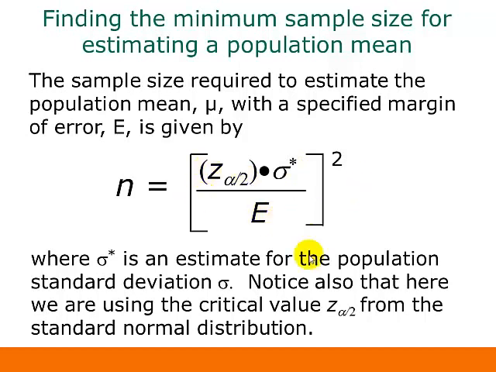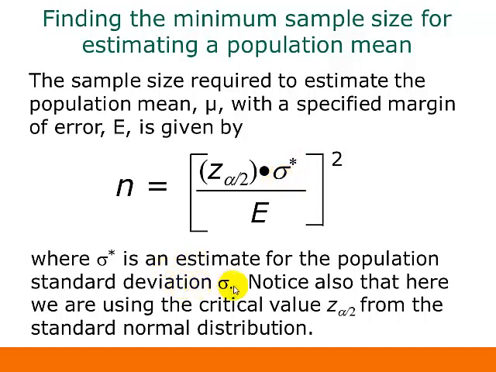There are a couple of different things about this formula. For one thing, we have the sigma star. That's an estimate for the population standard deviation sigma. Because again, if we haven't yet selected our sample and gotten sample data, then we don't have a sample standard deviation. So this is just estimating the standard deviation however we can.